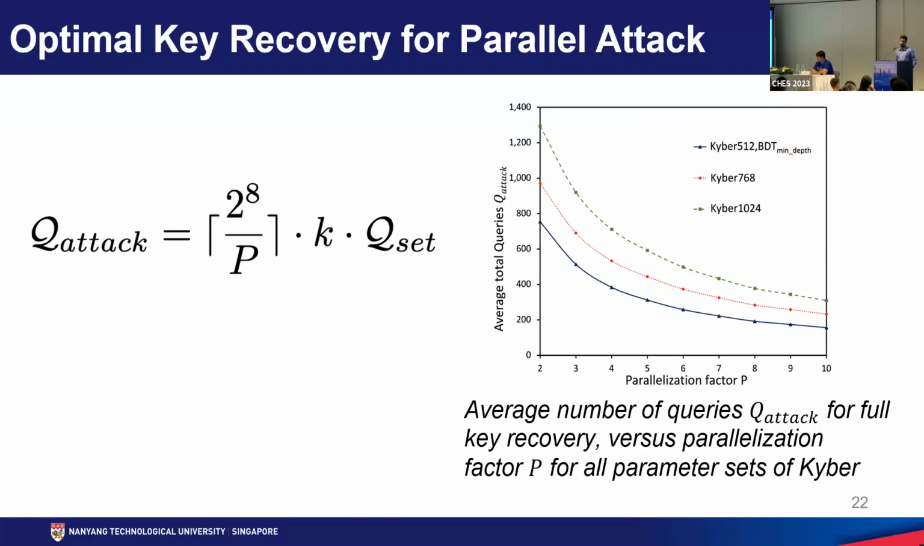Now, if we calculate the total cost for key recovery, then if we just increase the parallelization factor, the average total queries required will be reduced. So it now depends on the experimental setup, like how many parallel bits you can retrieve.